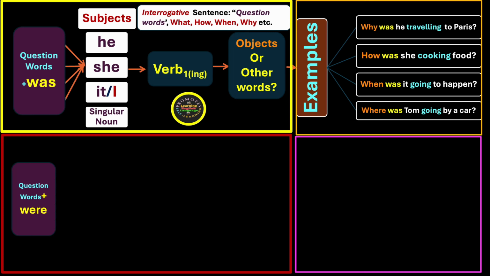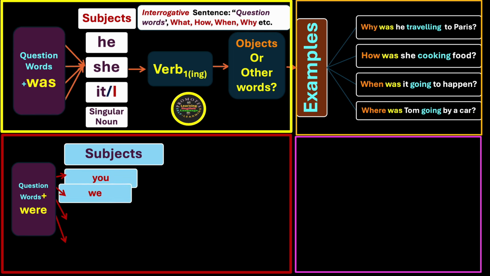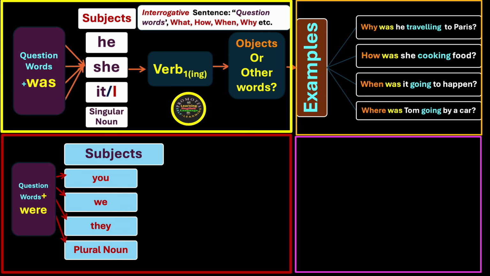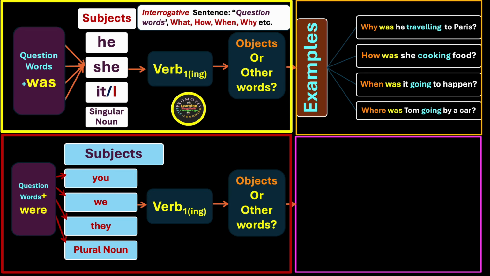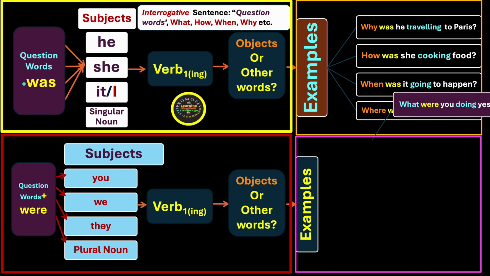We have the question words plus were. And then we have subjects like you, we, they, and plural noun. And then we have the first form of the verb with ing, and then we have objects or other words. Let's see the examples in this aspect.